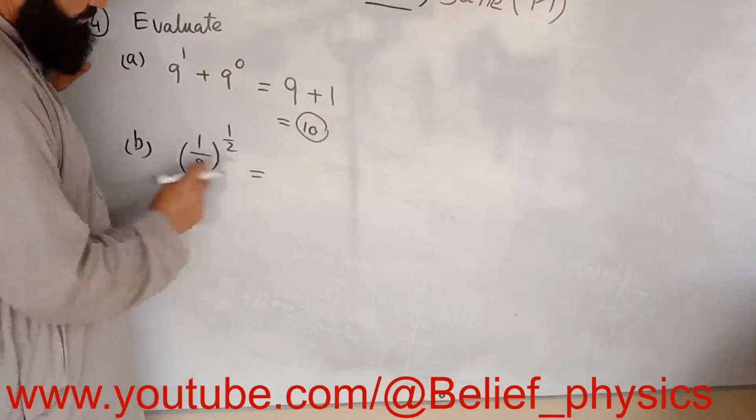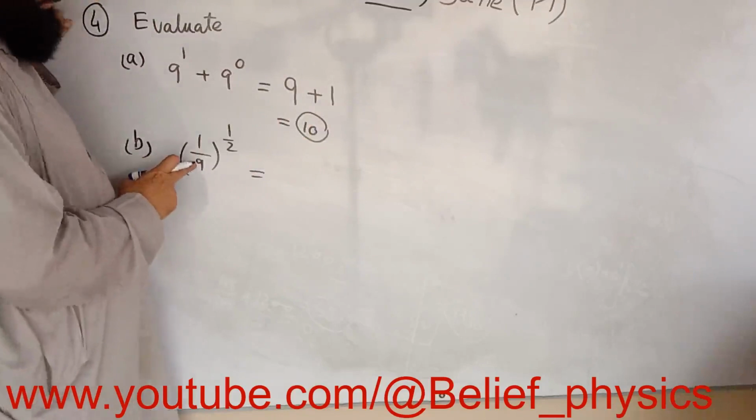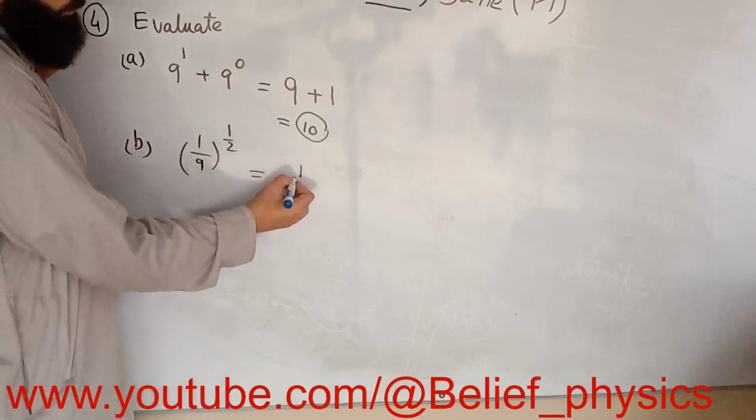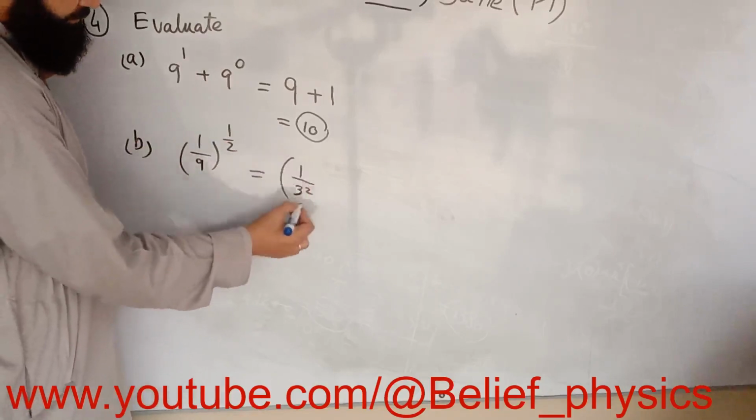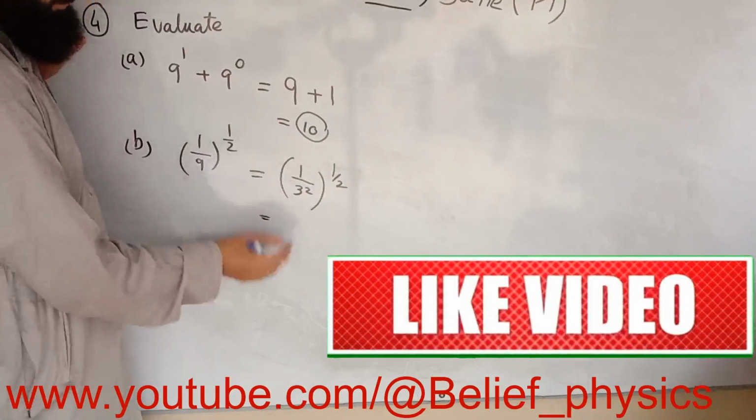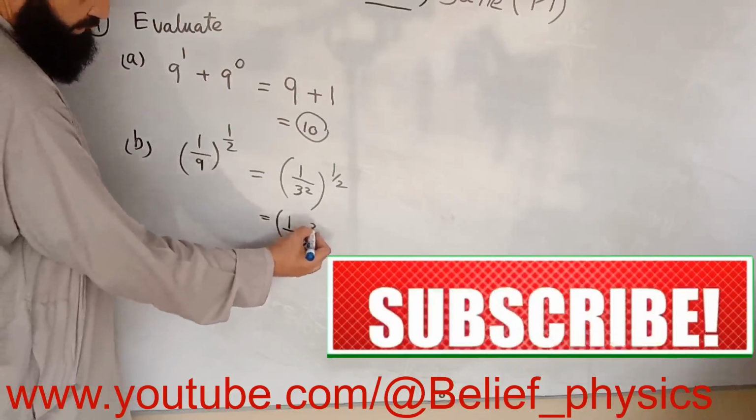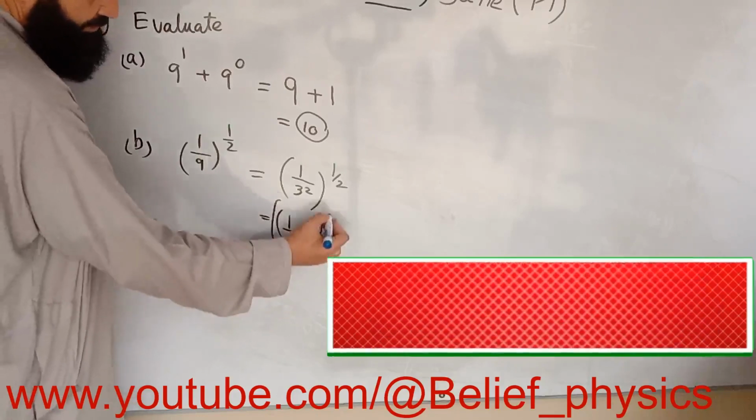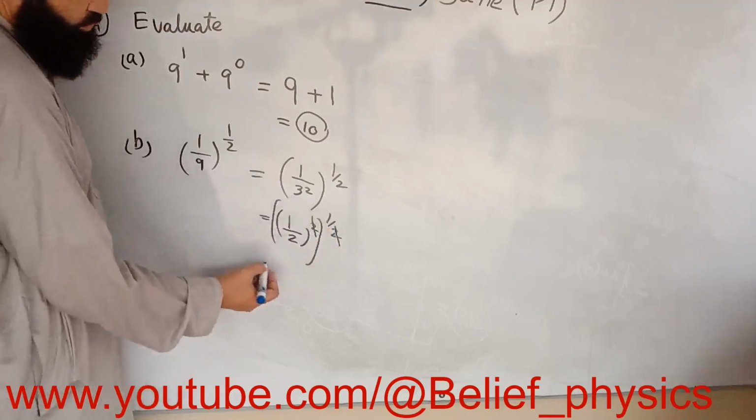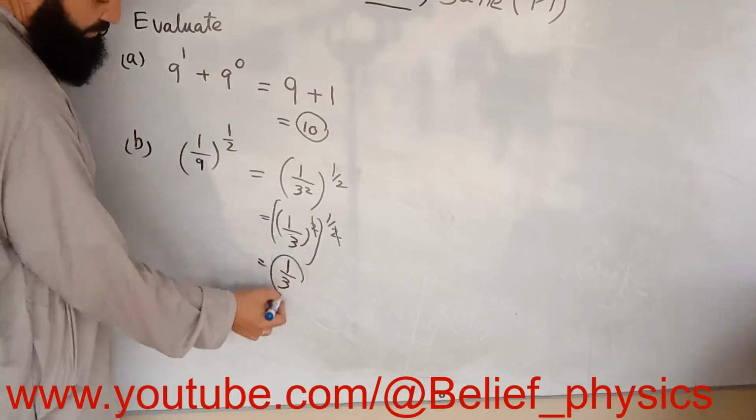This is also easy. This is 1 over 9, whole power 1 over 2. We have to find some number whose square is 9, and we know that 3 square is 9. So we write it as 1 over 3 square, whole power 1 over 2. Now it can be written as 1 over 3 square, and then whole power 1 over 2. The 2 is cancelled with this 2, so we are left with 3. So the answer will be 1 over 3. That's it.